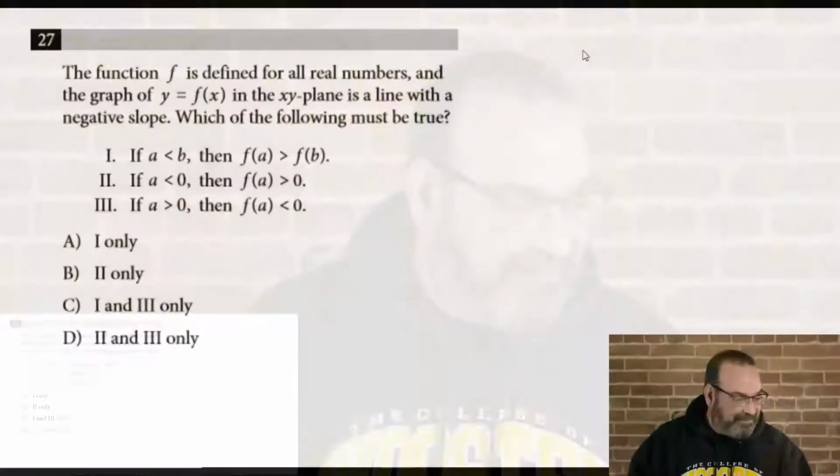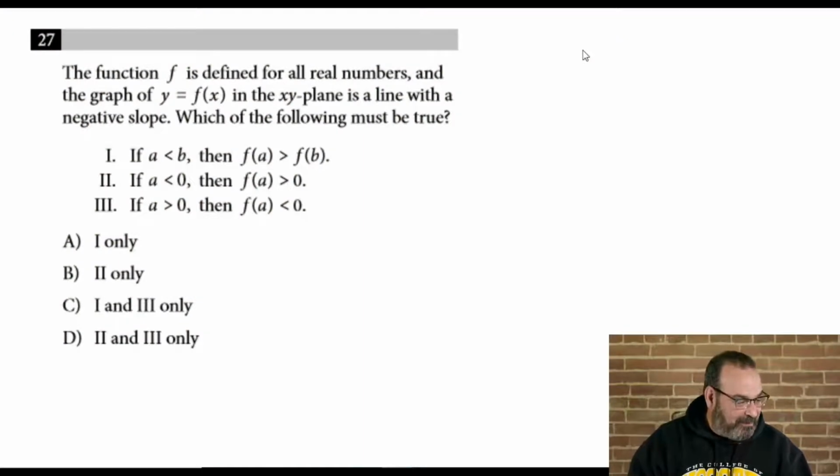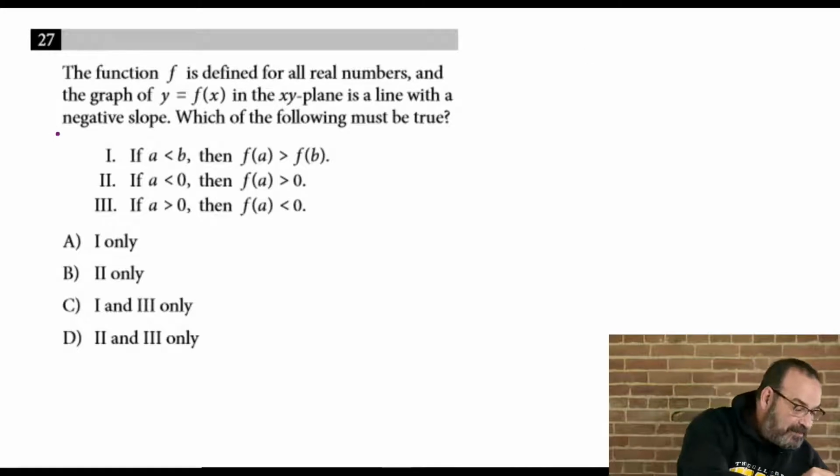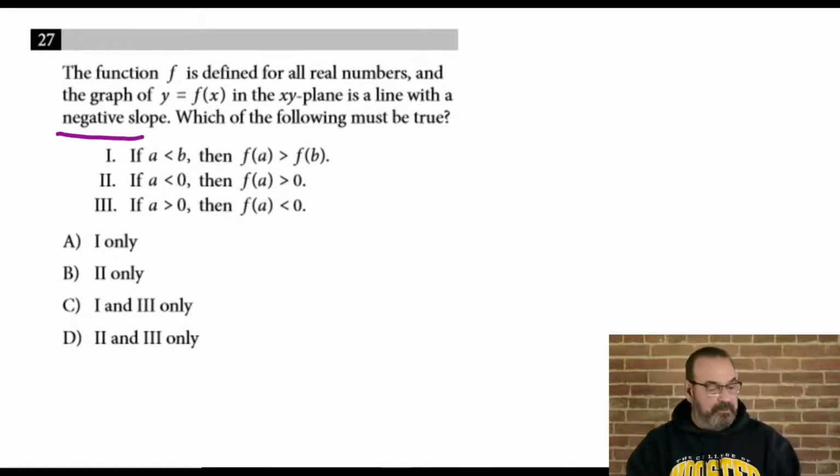All right, the function f is defined for all real numbers, and the graph y equals f of x in the xy plane is a line with a negative slope. Which of the following must be true? If a is less than b, then f of a is greater than f of b.